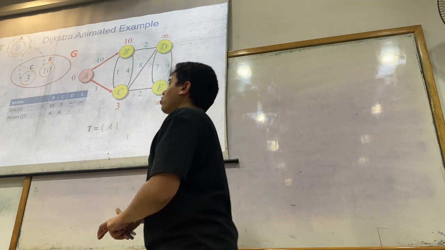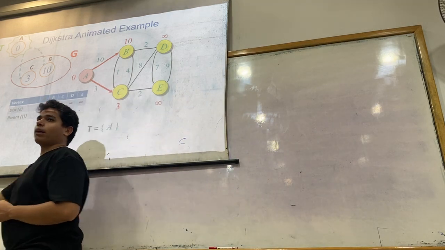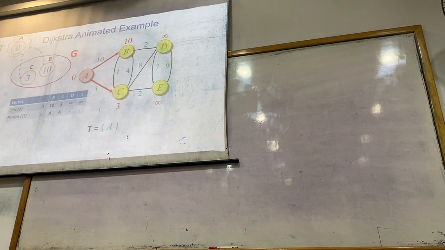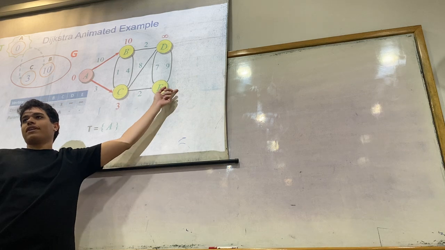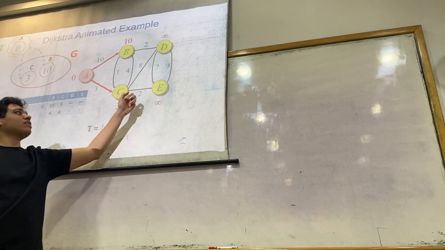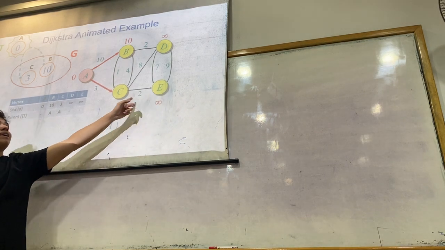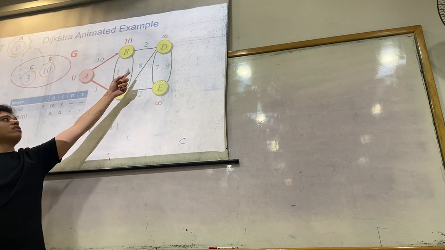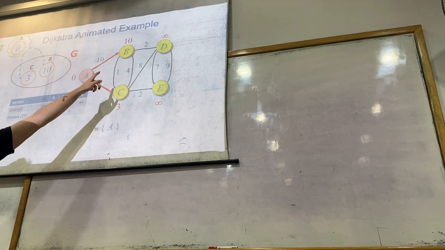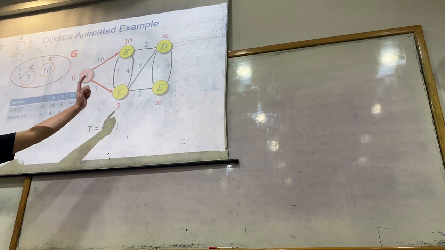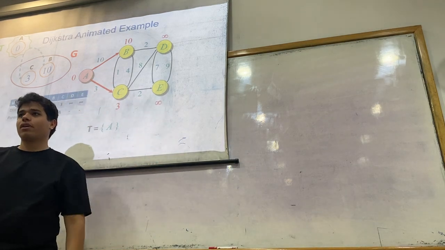Okay. Whose turn now? C. Who are the neighbors of C? B and E. Okay. E and D. E is infinity. 3 plus 2 is 5. So I will update it with 5 and I will make the parent C. What about D? 3 plus 8 is 11. I will update and make the parent also C, and the same goes for B. 3 plus 4 is 7. I will update the parent.